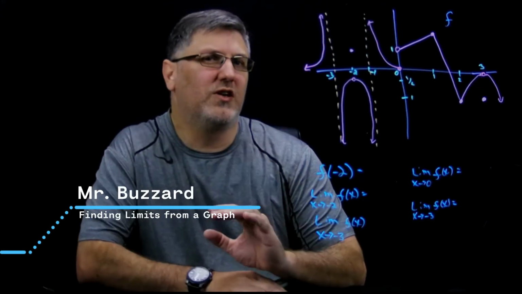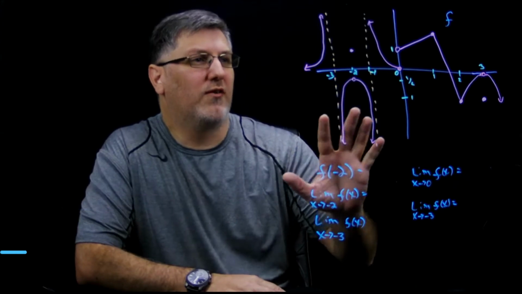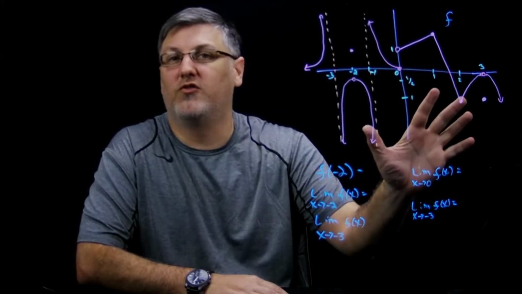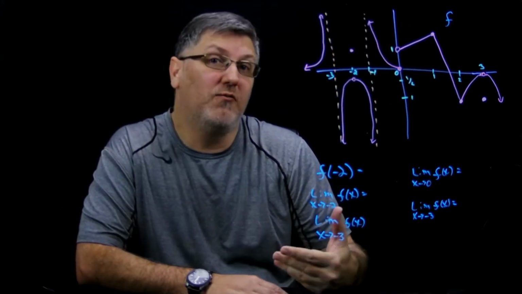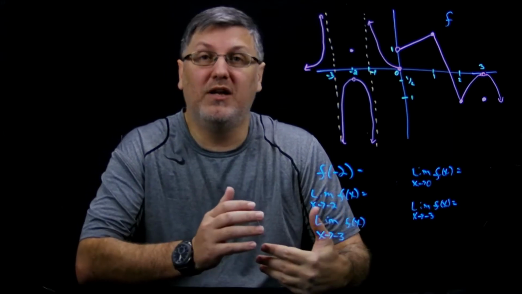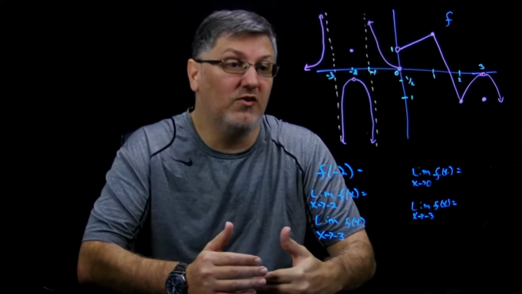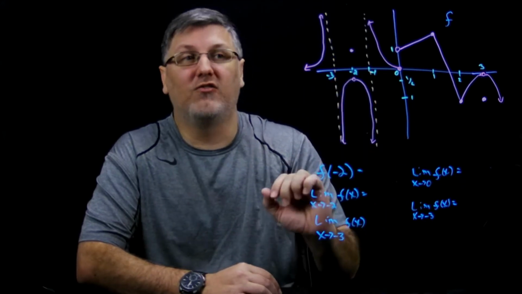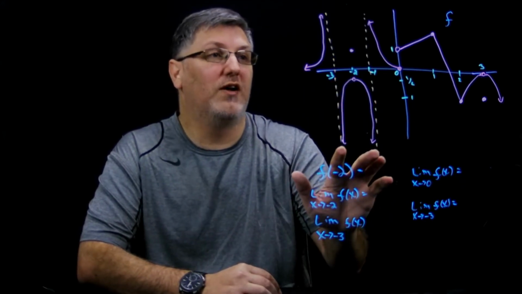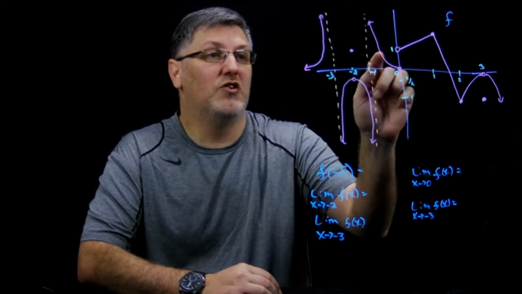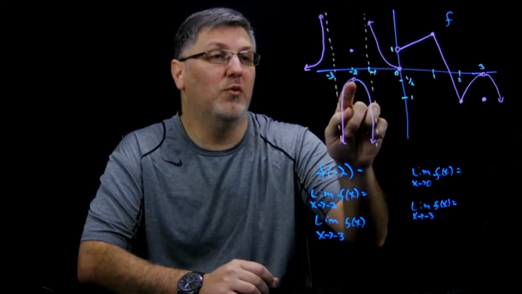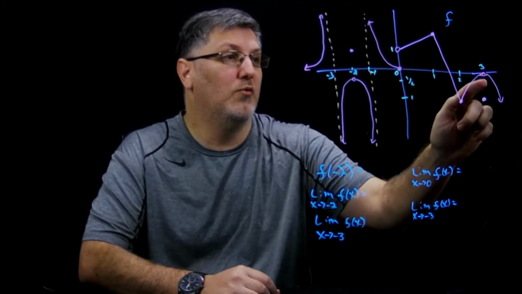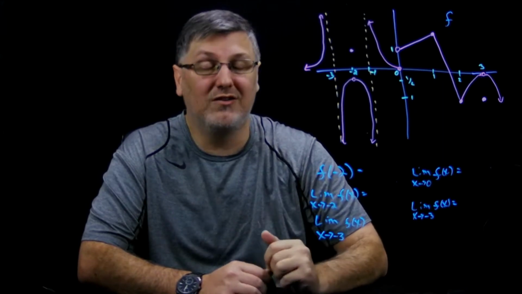So let's take a look and see, if I give you a crazy graph, because I can give you a crazy piecewise function here graphed out, how we can find what the limit is and if it exists or if it does not exist. So if we look at this graph, it's got a lot of things going on. I've got two vertical asymptotes right here. I have a jump discontinuity here. I have a removable discontinuity here, and I have a removable discontinuity here.